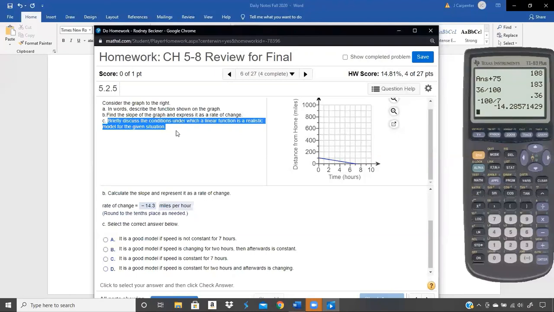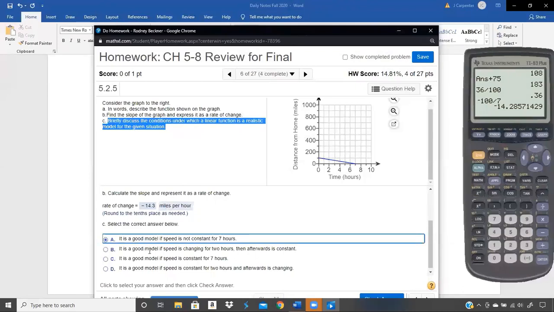All right, so maybe that's the relative scenario, but select the case in which this could be. It's a good model if speed is not constant for 7 hours. Well, don't we need the speed to be pretty constant? So I'm not going to say A. It is a good model if speed is changing for 2 hours and then afterward is constant. I don't know. I feel like we need to be going the exact same speed the whole time for this to be consistent. Otherwise, we'd have dots a little higher and a little lower, which again would be much more realistic with traffic and stoplights and stuff.